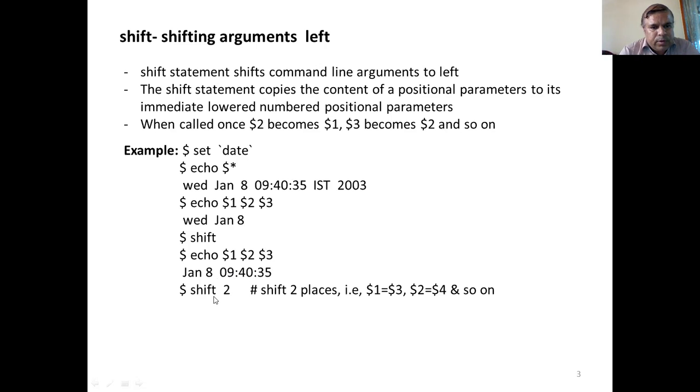You can specify the number of shifts also as an argument to the shift statement. Say shift 2, so it shifts 2 places. Then $1 is equal to $3, $2 is equal to $4, and so on. So the content of $3 is assigned to $1, content of $4 is assigned to $2, and so on. So let me demonstrate this.